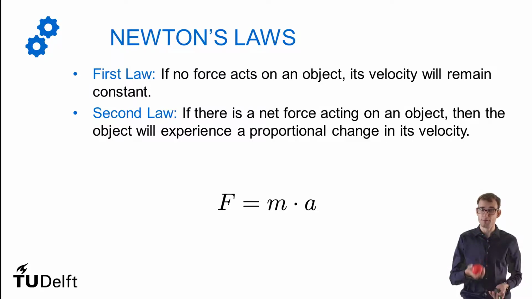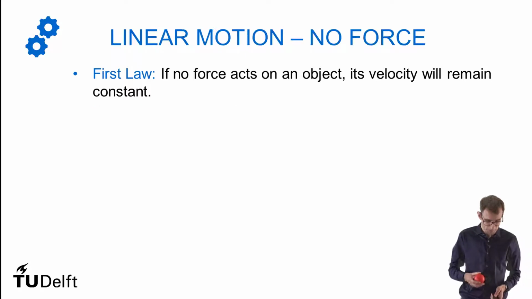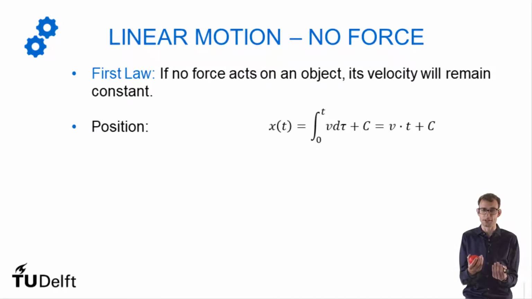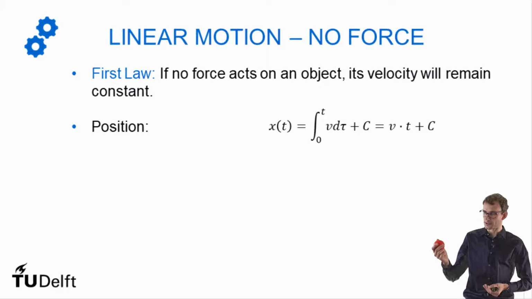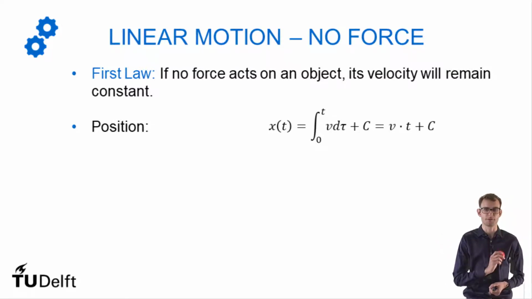So what does that mean for our ball? Well, first, let's look at the simplest case. If there is no force acting on the ball, Newton's first law tells us that its velocity will remain constant. So we have a very simple equation. Velocity is constant. If we want to know the position, we have to integrate the velocity. And we want to know the change in position. We start at some point, which we call t is 0, and then we want to know the position as a function of time.